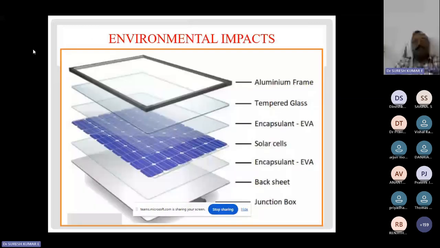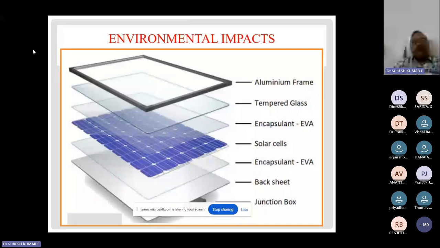This is a general solar photovoltaic module. You can see at the top the aluminum frame, the tempered glass, and the encapsulant covering this, ethyl vinyl acetate, that is EVA. Then the solar cell, where you can see the PN junctions. Then an encapsulant again, top as well as bottom, then the backsheet and a junction box. All these materials are finally going to become, presently I call it e-waste. In future, I should call it some S waste, that is solar waste, or some P waste, photovoltaic waste. I don't know what name the government and the agencies are going to give.